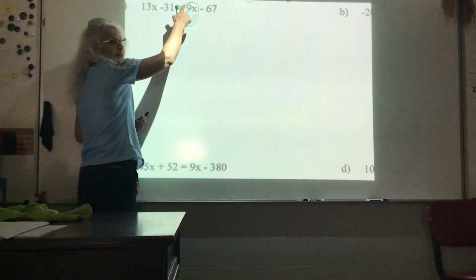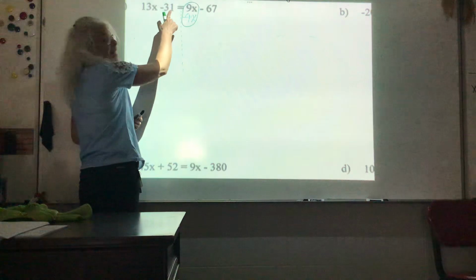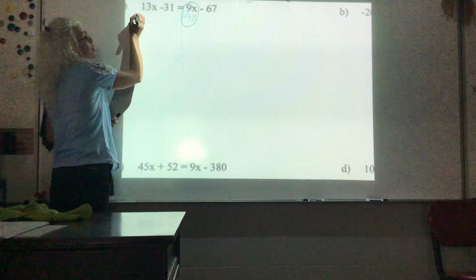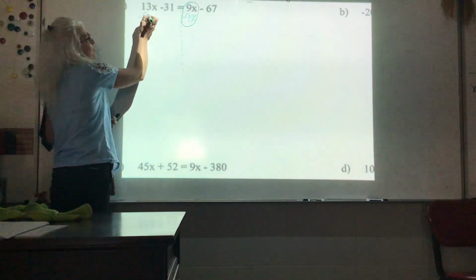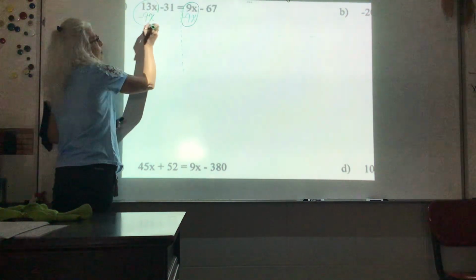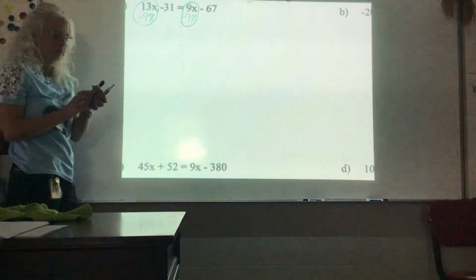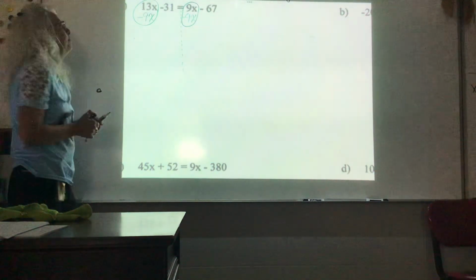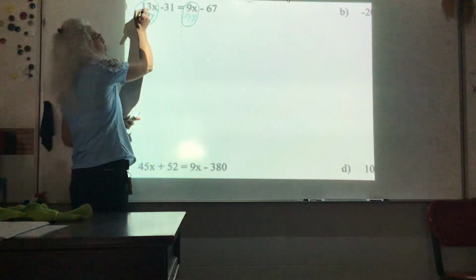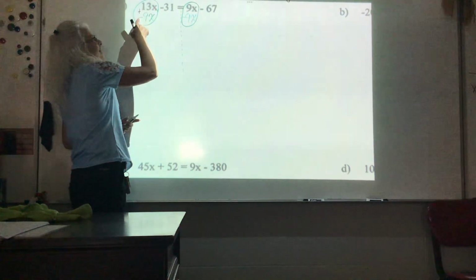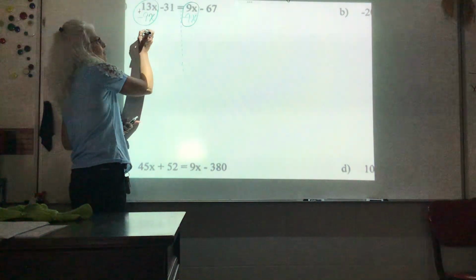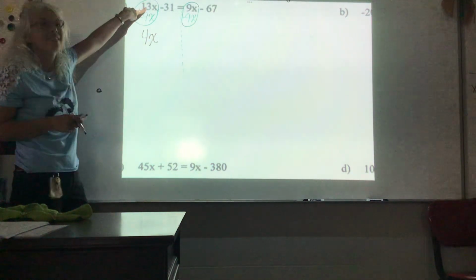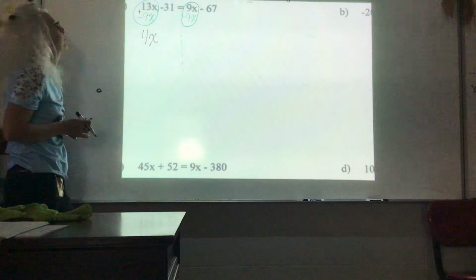Are these opposites? Yes. So does this one have a variable? No. Does this one have the variable up? Yes. So I'm gonna write my negative 9x right below it, circle my like terms. Now I'm gonna go back and combine them. So 13x's plus negative 9x is, good job, positive 4x, because the 13 is higher than the negative number.